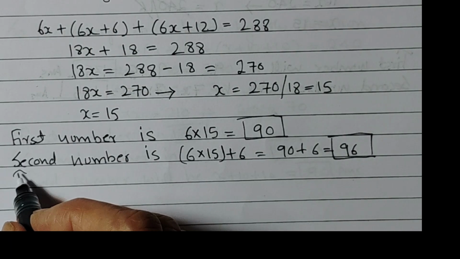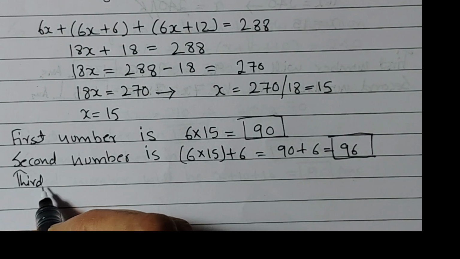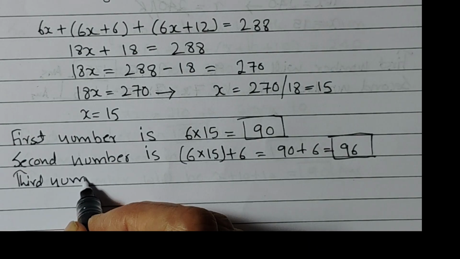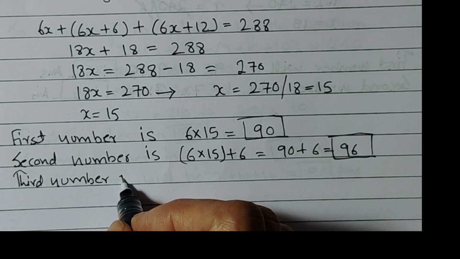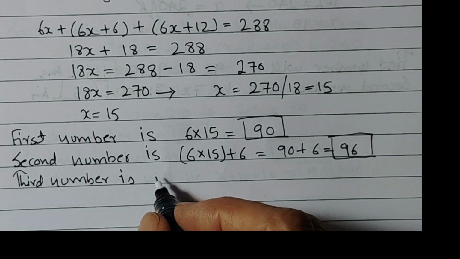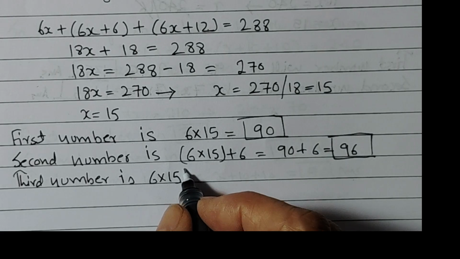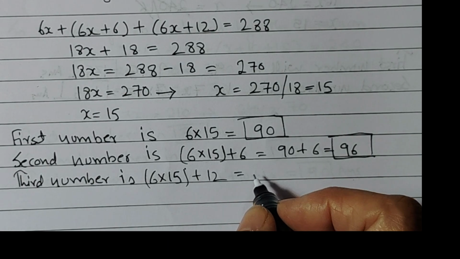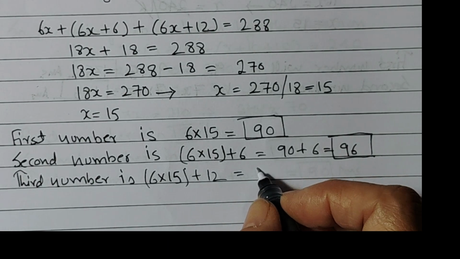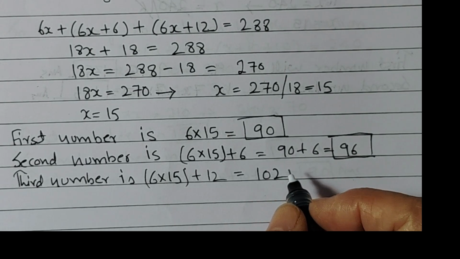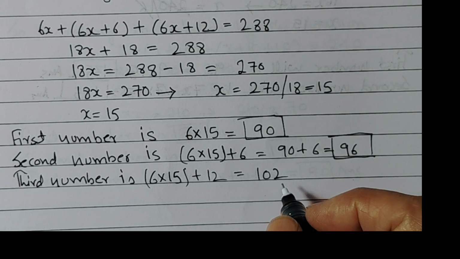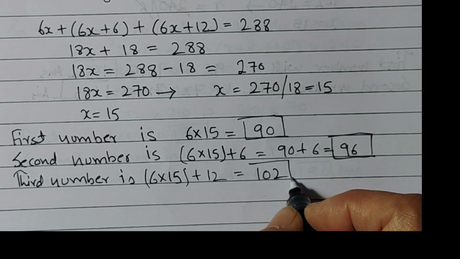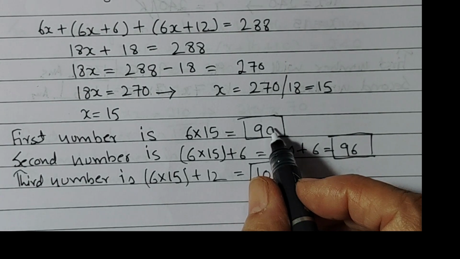The third number is 6 into 15 plus 12, which is 102. This is the third number. It is the answer.